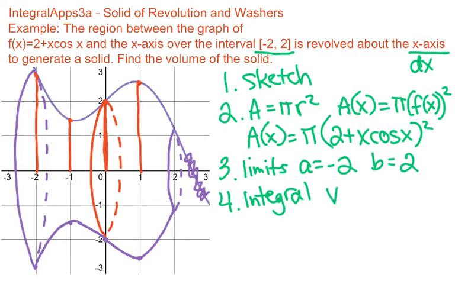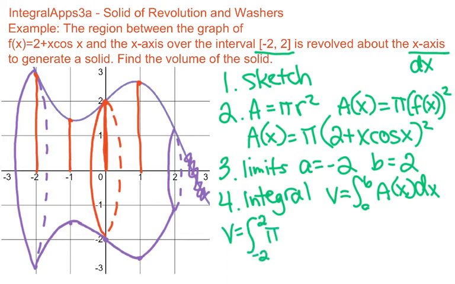That means the volume is equal to the integral from a to b of the area function. And that means the volume in this case is the definite integral from -2 to 2 of pi times (2 plus x cosine x) squared dx. So we're almost there. Normally, we'll take the antiderivative of this by hand and integrate that until we have an exact answer with pi in it.